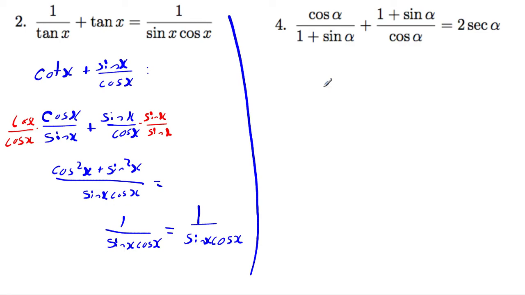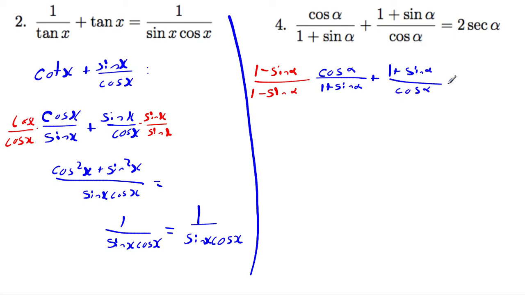So what I could actually do, see this fraction here? I'm going to multiply this by 1 minus sine of alpha over 1 minus sine of alpha. Now, some of you are probably thinking, where did I get that from? Well, look at what this is: 1 minus sine of alpha, 1 plus sine of alpha. Those are conjugates. And when I multiply conjugates, I get a difference of two squares.